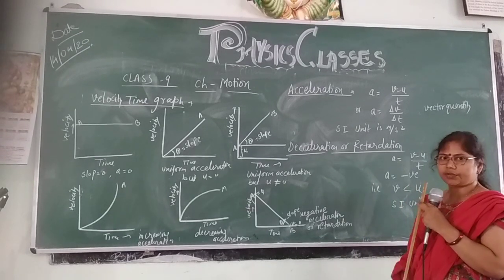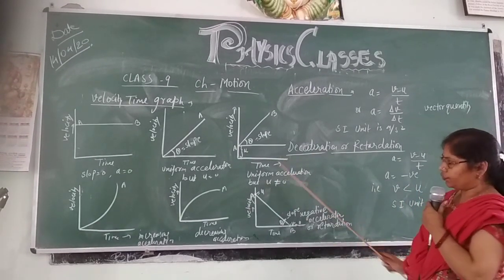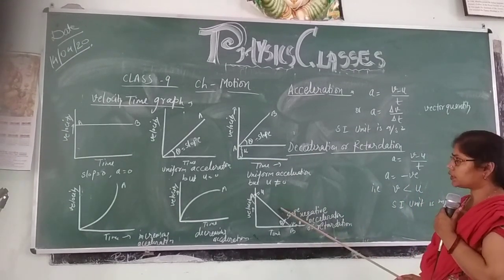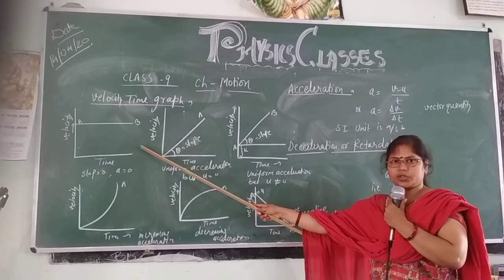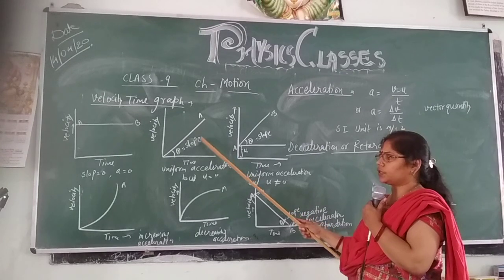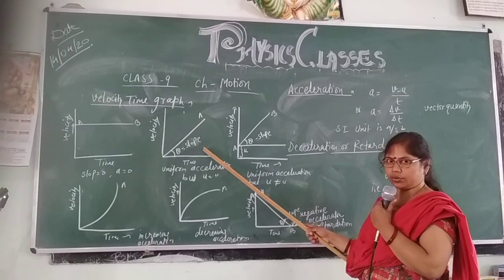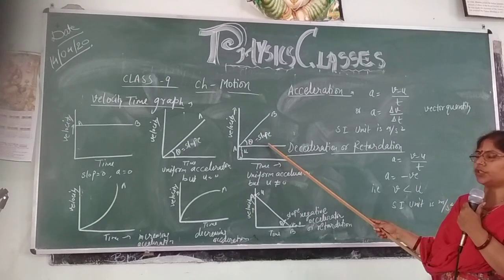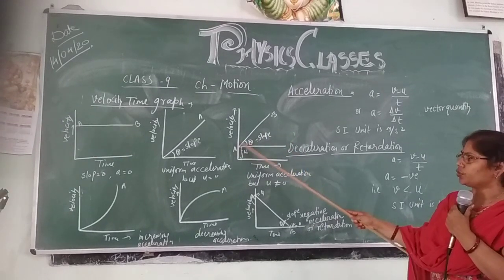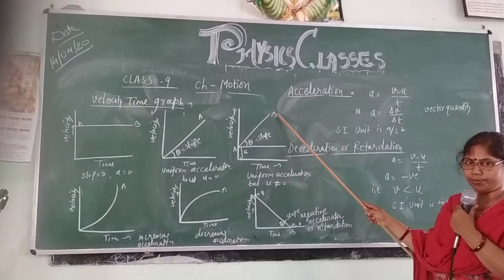Then from these graphs we can calculate acceleration. From the last graph this is negative acceleration. From the first graph there is 0 acceleration because the slope is 0. In the second graph the acceleration is some value, not 0, not maximum. In the second graph we also have some acceleration which is constant because the slope is not changing from A to B.